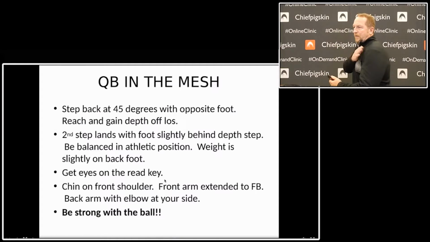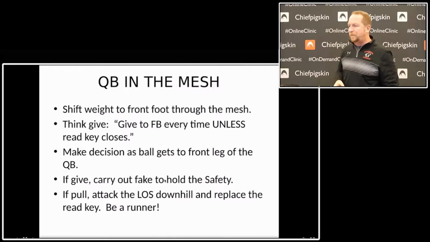He's going to want to, and what we do to emphasize that is as he's in the mesh, we want him to get his chin on the front shoulder, looking at that 3 technique. Front arm is going to be extended and locked all the way back. Back arm is going to be up against his side with the ball reached back to the fullback. And we always tell him, we want him to be strong with the ball, so we want him to have both hands on the ball with middle finger down on the seam of the ball as he's reaching back. Want him to be strong, so we're working with ball security there.